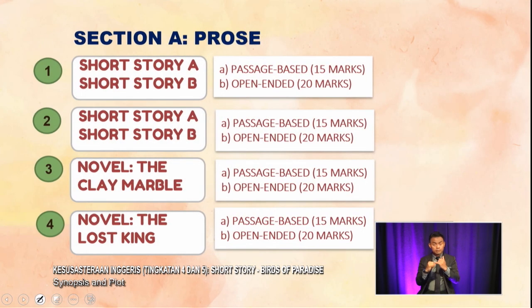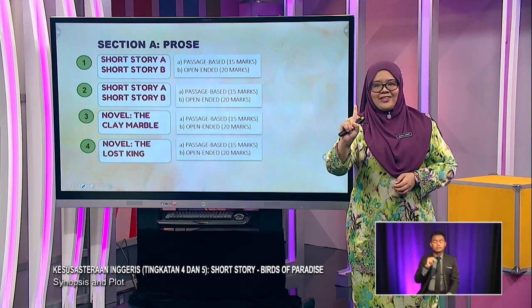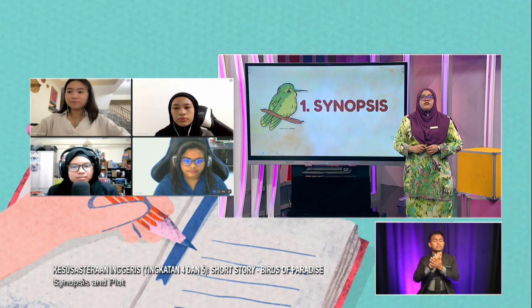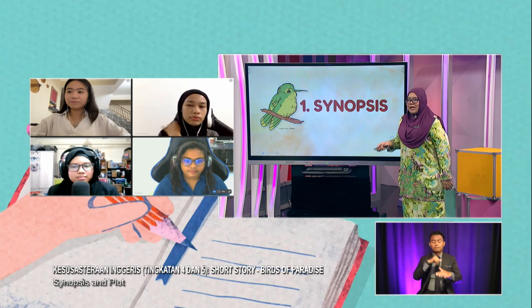Just a reminder for the students, section A is divided into four sets of questions. The first question and the second question are on short story. Question A is a passage-based question. It holds the weightage of 15 marks. The second question is the B open-ended question, where the weightage is 20 marks. So each one of these questions holds a very heavy weightage. However, I would like to remind the students, there are four sets of questions, choose only one. All right, darlings out there? Only one question for section A. Okay, so let's go into our short story, Birds of Paradise. We don't want to waste any more time here, Chris. Yes, let's do it. Time is ticking.